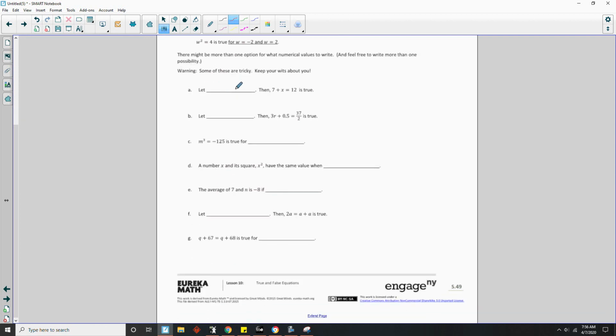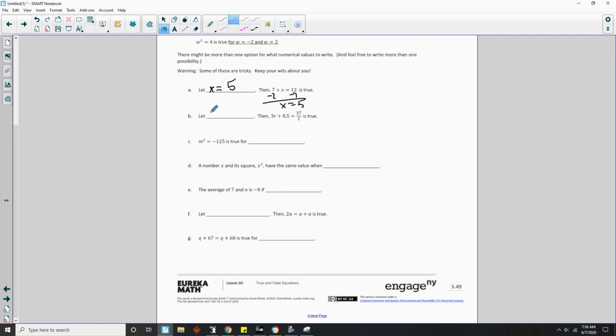A, let x equal, then 7 plus x equals 12 is true. So if I want to solve this, I subtract 7 from both sides, and I get x equals 5. So let x equal 5, then 7 plus 5 equals 12 is true.